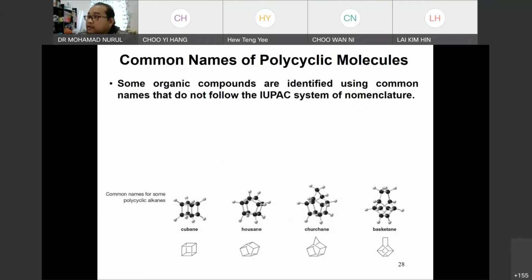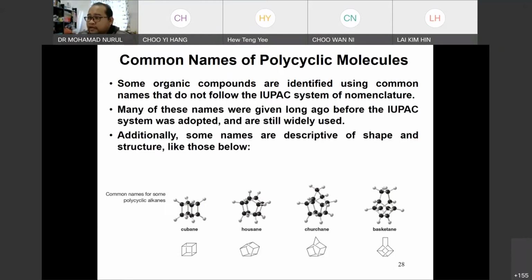Now, common names for polycyclic molecules. Some organic compounds are identified using common names, which do not follow IUPAC, because if they followed IUPAC, the name would become longer. For example, this one is cubane, housane is because the shape is similar to a house, churchane is like a church, and basketane is like a basket.